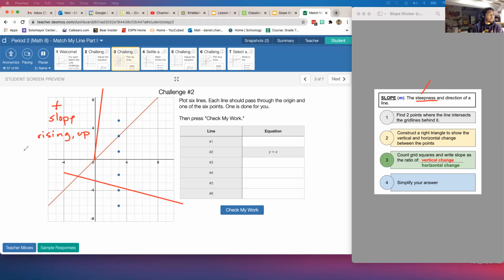Okay. So this is a positive slope, which means it's rising or going up as you look from left to right. It's almost like a book, right? You're reading it from left to right. And as these lines go up, as their y values increase as the x values increase, that is a positive slope. And as you look at a line from left to right, if it is falling or going down, you know the slope will be negative.